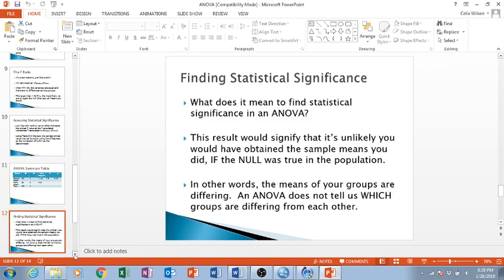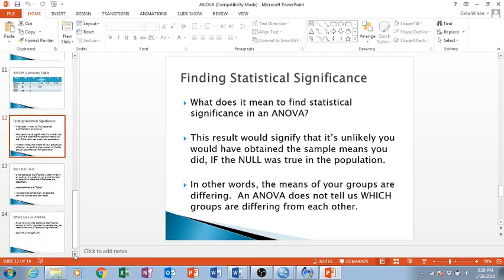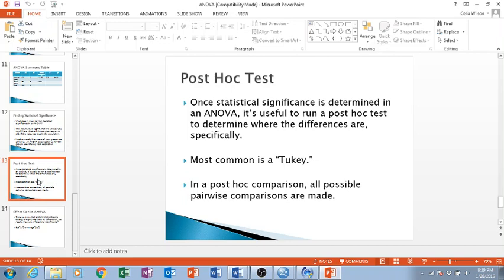So in order to find out who's doing what, we have the opportunity to run what's called a post-hoc test. So this after the fact test, we can run a post-hoc test to make all those pairwise comparisons. So we can see exactly which groups are behaving differently from which other groups, or where our biggest differences are among our groups.